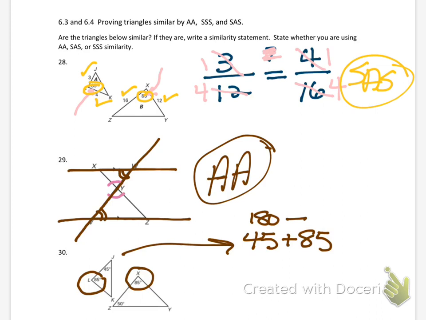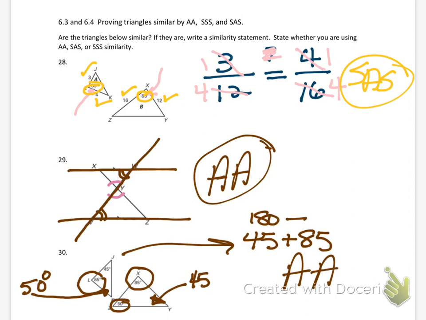So right over here, the angle I don't have, that angle is 50 degrees. Okay, look, this angle is 50 degrees. Let's find its missing angle. So 180 minus 85 minus 50 degrees gives me a missing angle in the bigger of the two triangles of 45 degrees. So now, not only do I have two angles equal, I actually have three angles equal. So by angle, I can prove that I have similarity.